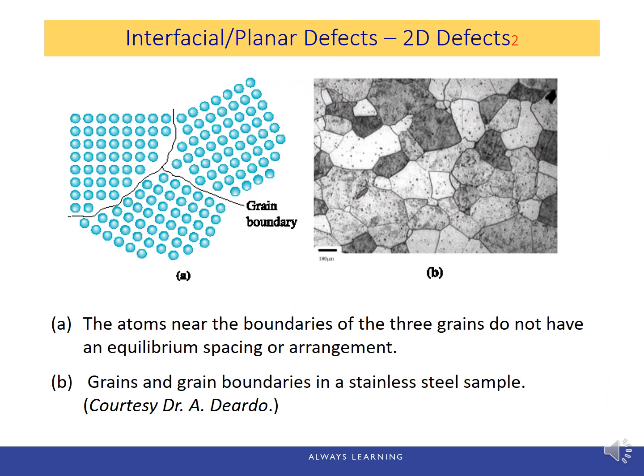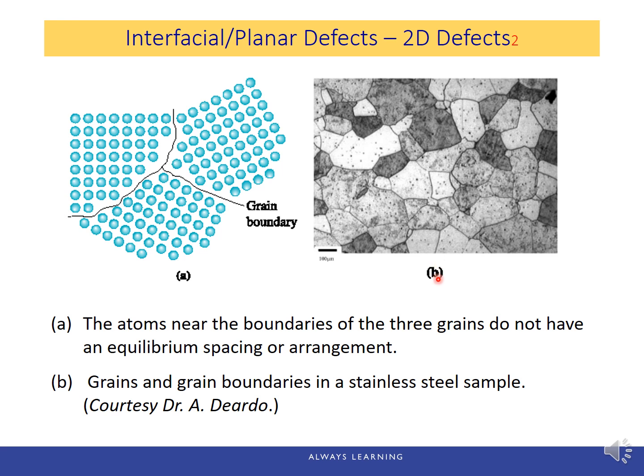A grain boundary is represented schematically from an atomic perspective in figure A. We can see the atoms near the boundaries of the three grains do not have an equilibrium spacing or arrangement, and also different grains have very different orientations. So those grain boundaries are very clear or easy to identify. They are the boundaries between different grains.